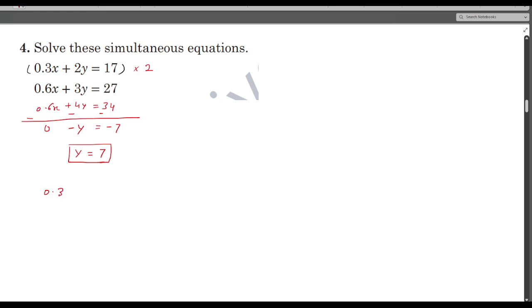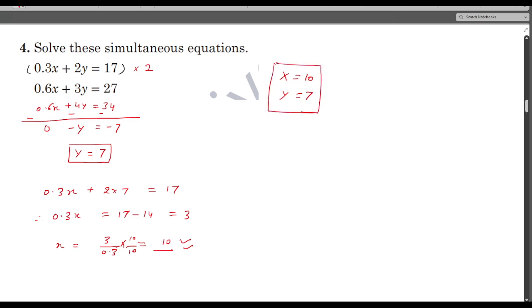So 0.3x plus 2 times 7 will be equal to 17. Therefore 0.3 times x will be equal to 17 minus 7 times 2, which is 14, which gives me 3. Okay, so therefore x is equal to 3 divided by 0.3. 3 divided by 0.3 is 10. You can multiply numerator and denominator by 10. So if you multiply and divide by 10, your numerator is 30, denominator is 3. 30 divided by 3 is 10. So finally, you say that your x is equal to 10, your y is equal to 7.